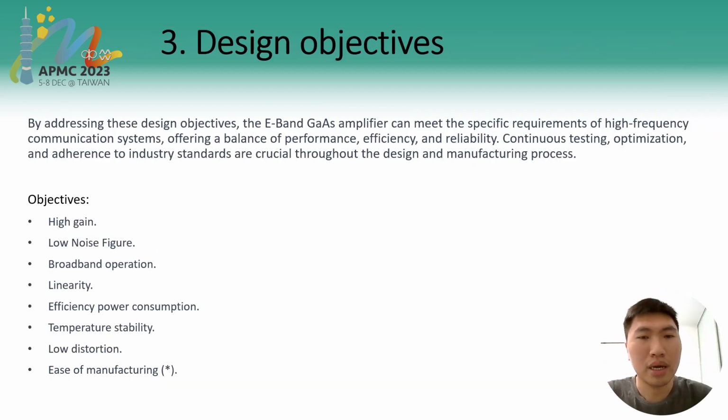In Section 3, Design Objective, by addressing these design objectives, the E-band gallium arsenide amplifier can meet the specific requirements of higher frequency communication systems, offering a balance of performance, efficiency, and reliability. Continuous testing, optimization, and adherence to industry standards are crucial throughout the design and manufacturing process. Below are some objectives such as high gain, low noise figure, broadband operation, linearity, power consumption efficiency, transmitter stability, low distortion, and ease of manufacturing.